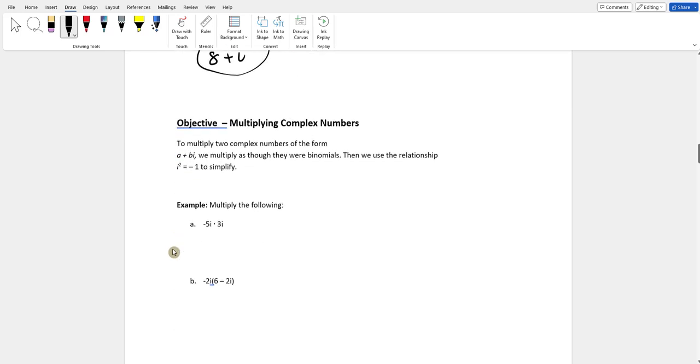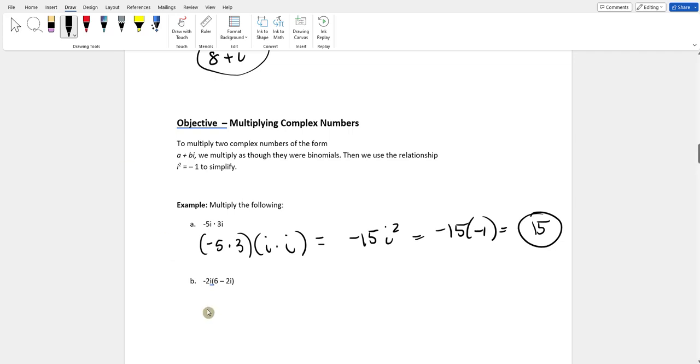The next part talks about multiplying complex numbers. The first thing you need to remember is when you take i squared, if you multiply i times i, that gives you i squared. i squared simplifies to -1. So in this first problem, we have -5i times 3i. So I'm going to take -5 times 3 and I'm going to take i times i. We get -15 i squared. Remember, i squared simplifies into -1. So a negative times a negative will give you a positive 15.